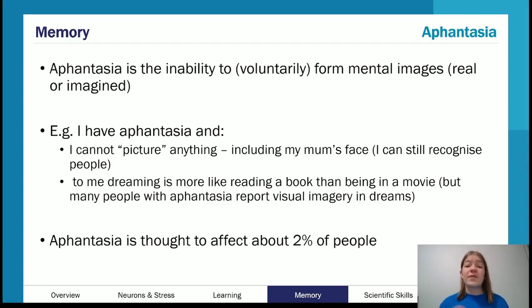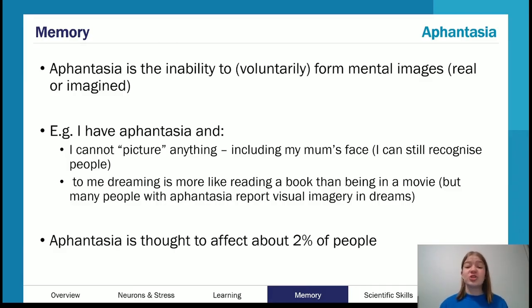So when we're talking about aphantasia, this is the inability to voluntarily form mental images, real or imagined. Like, I have aphantasia, me personally, I cannot picture anything. When I dream, I do not see anything. We went on some kind of excursion where we were meant to be seeing what it's like dreaming, and I was saying to my classmate, why are they playing a video? You can't see anything when you're dreaming, your eyes are shut.